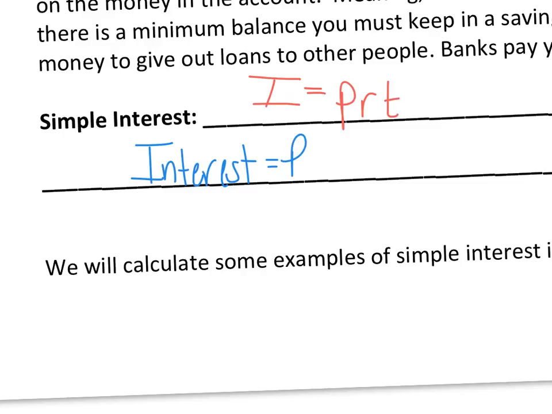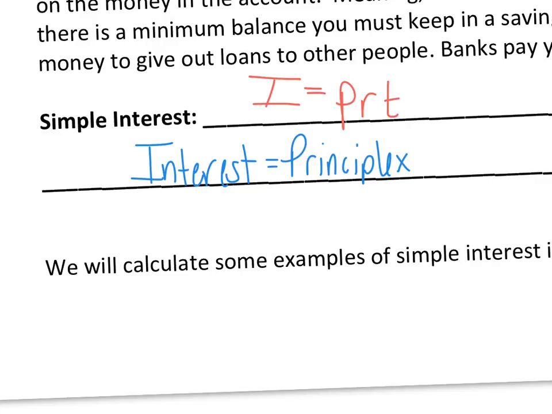P stands for principal, and principal is the amount of money that you start with. So it's your initial deposit or whatever money you put in the bank. That is what's called the principal, or the starting amount.